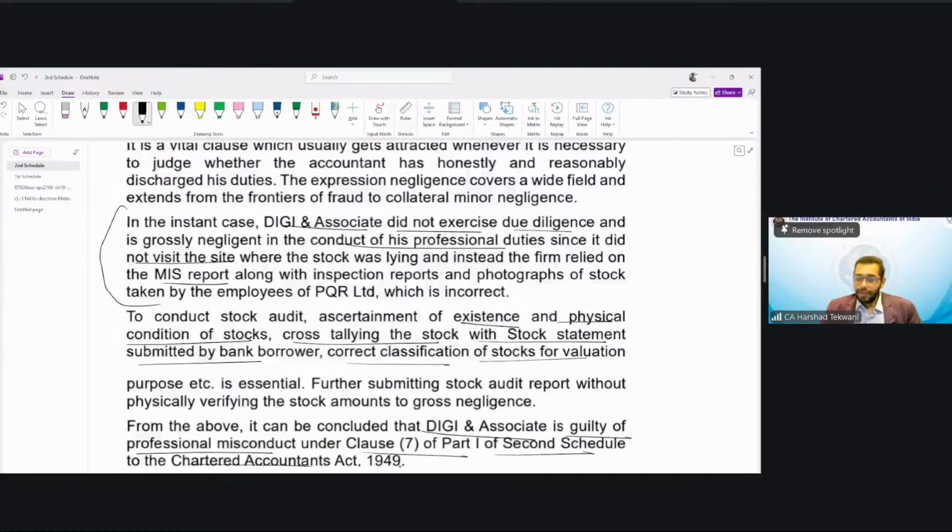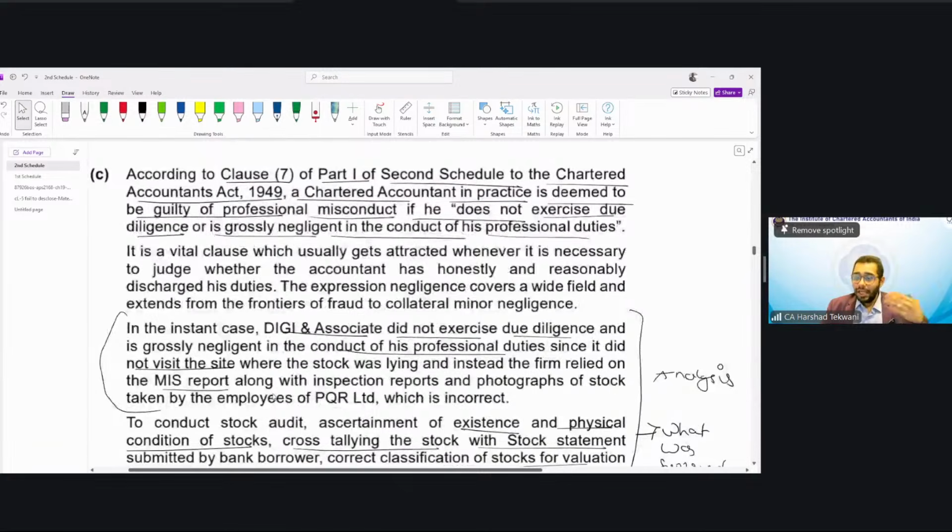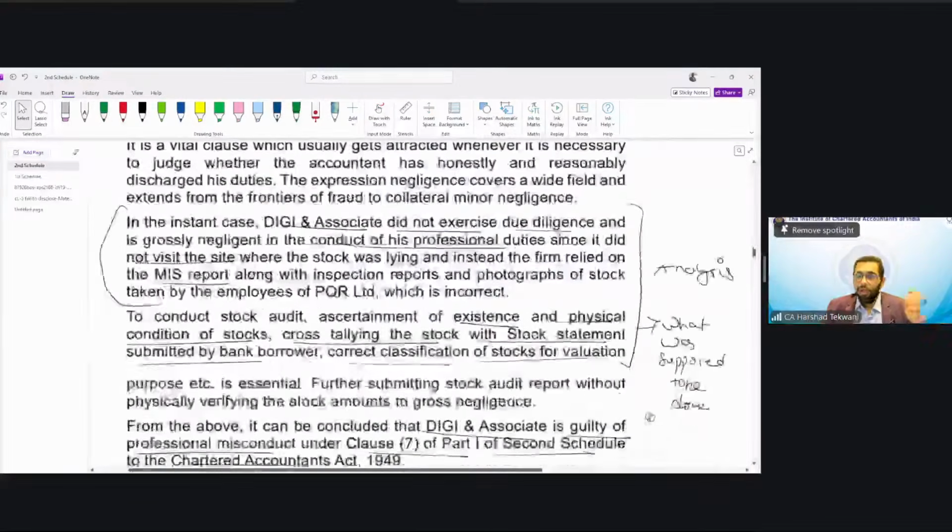You need to specify, when you write the analysis, what was supposed to be done. If you say gross negligence, if you say that he did not exercise due diligence, then you need to specify where. In what area do you feel he did not exercise due diligence? You need to explain that this was supposed to be done, this is not what he did, and as a result, there is gross negligence in the picture.